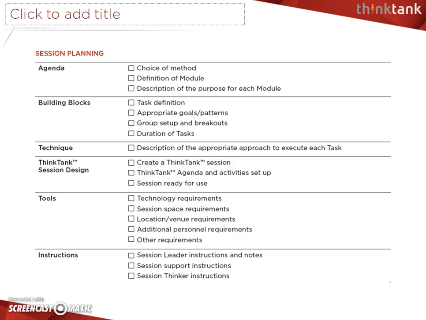Next step on the agenda is to consider other types of tools. For running a session, there might be other technology requirements necessary, for instance, internet connection. There might be need for power plugs and things like that. We need to look at session space requirements in terms of how much space, how much area, how many chairs and tables and things like that do we need.